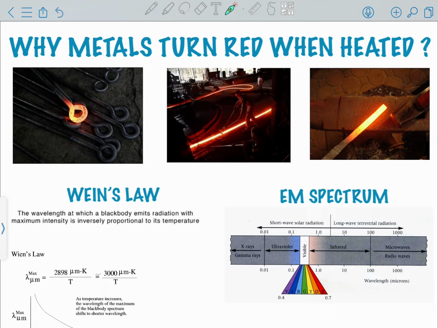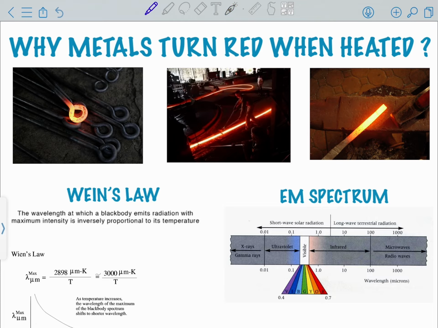Today's topic of discussion is why a metal turns red when it is heated. I know this is not an aviation related topic, but it's a bit technical and I'll be giving the exact reason why a metal shows this property or gets into this color range when heated at a very high temperature.